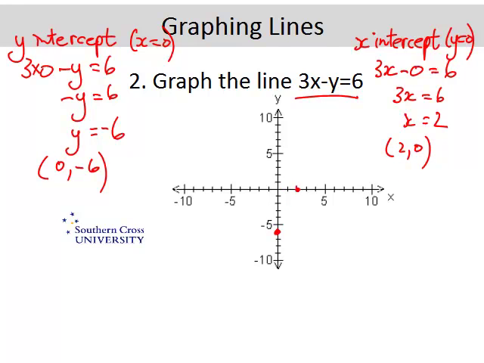2, 0 is there. So we've got our 2 points, one on the x-axis and one on the y-axis, and we can draw a line through those 2 points.